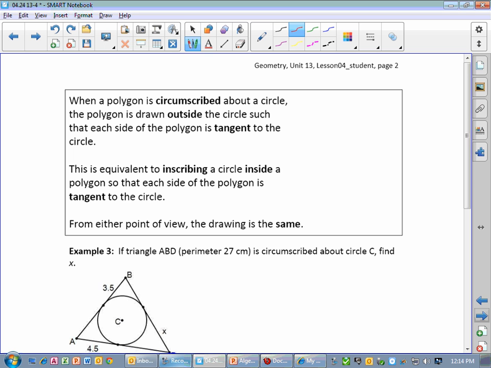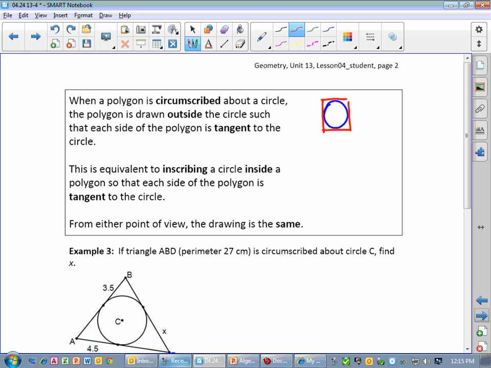additions to some vocabulary. So we've talked about inscribed before. We haven't really talked about circumscribed, but that's the reverse of inscribing. So when a polygon is circumscribed about a circle, the polygon is drawn outside of the circle such that each of the sides of the polygon is tangent to the circle. So I'm going to draw a circle. Okay. If I circumscribe a square about this circle, then I would draw a square outside of the circle where all four sides are tangent to the circle.